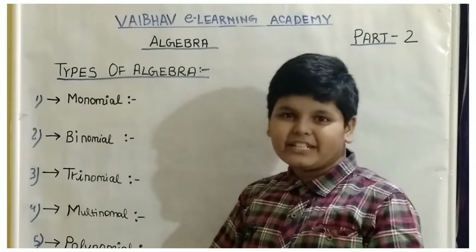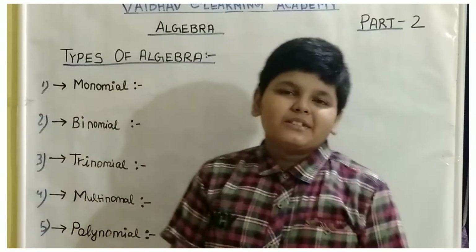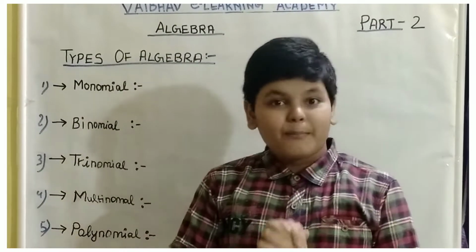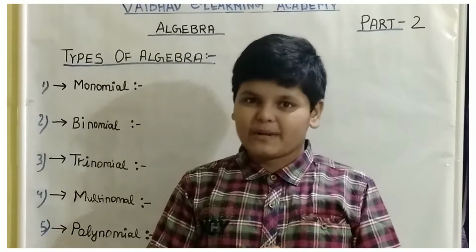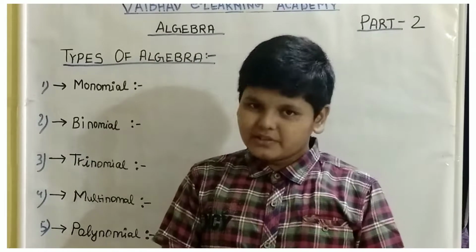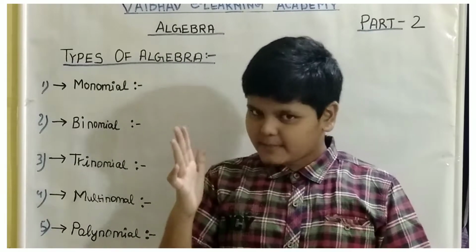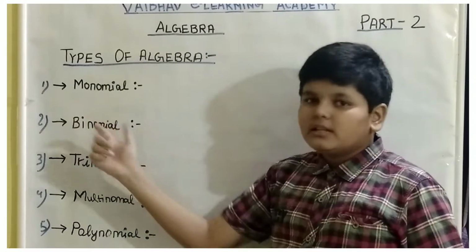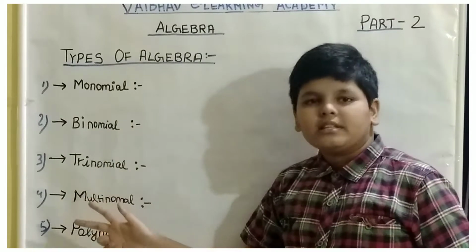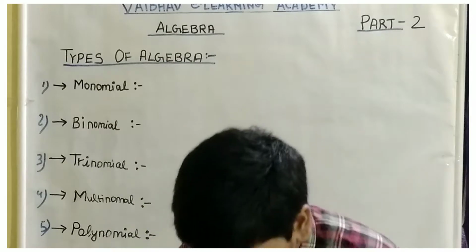Today we are going to continue our topic algebra. This is our part number 2. In my previous video I told you about the basics of algebra. I hope you have understood the basics of algebra. Today we are going to learn the types of algebra. As I said before, there are 5 types of algebra: the monomial, the binomial, the trinomial, the multinomial and the polynomial. So these are the 5 types of algebra.